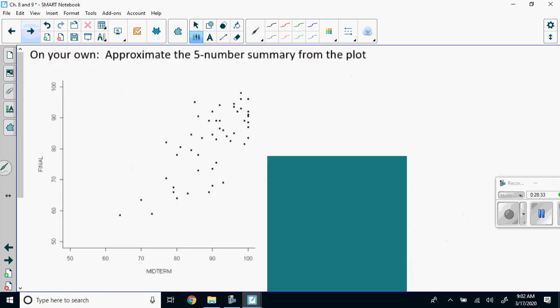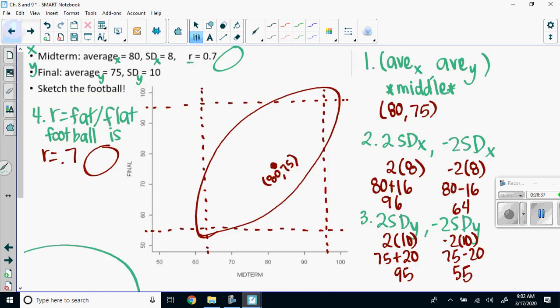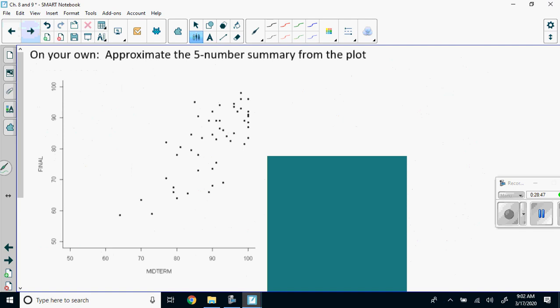Okay, you can also go backwards. So we were able to take our 5-number summary and use these 4 steps here to create our football. But we can go backwards and use our football to find the 5-number summary. So when we're going backwards, first step is going to be to draw the football. And when you do that, that will give you R.